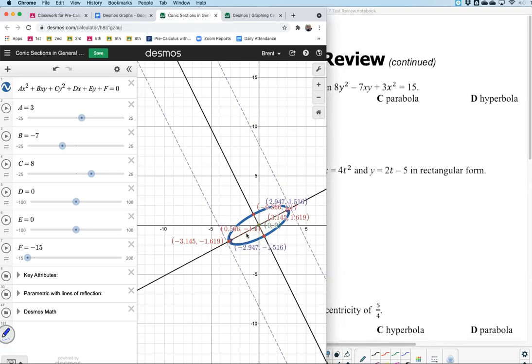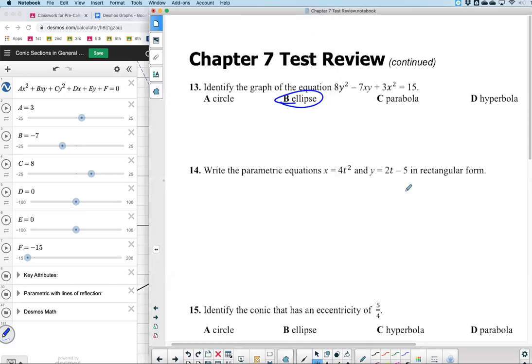Those make up the endpoints of the major axis. So all that's still on there. Number 14, write the parametric equations, x equals 4t squared and y equals 2t minus 5 in rectangular form.